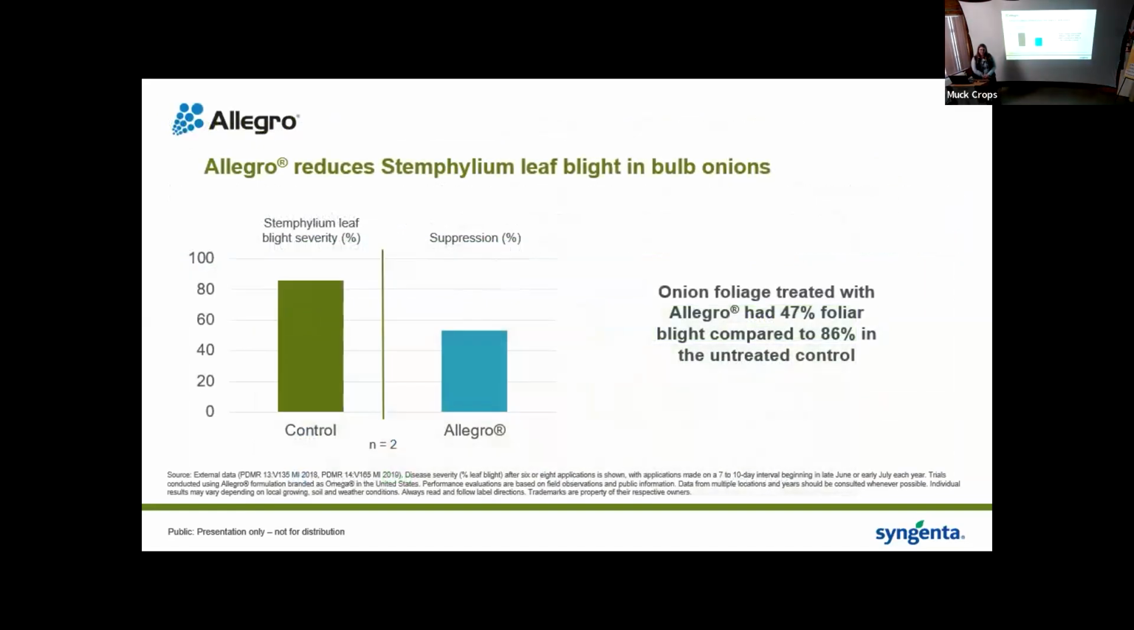So Allegro for Stemphylium, we already saw some good results with it. Here's some of the Syngenta results. You can see there the control, so nothing applied at all. We saw Stemphylium at about 82% infection, which is really high. When using Allegro, we saw the disease suppressed quite a bit. So suppression is a true suppression, just over 50% less Stemphylium where we were using Allegro. And that's just Allegro on its own, right? Not part of a program.